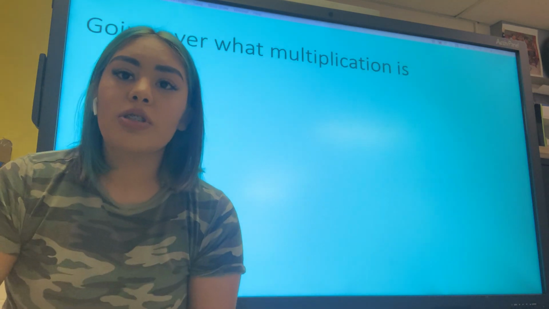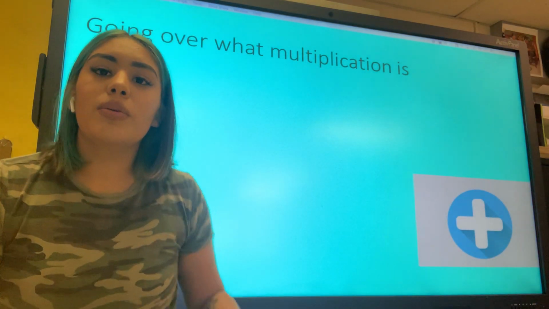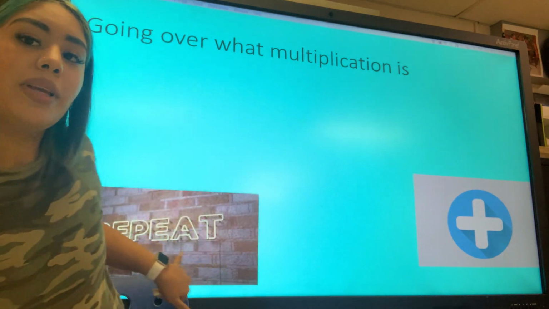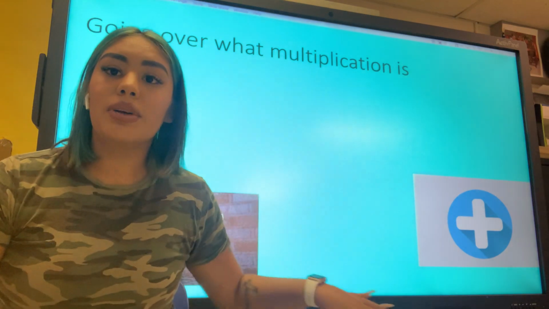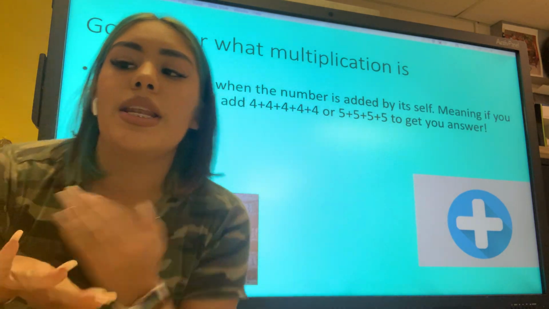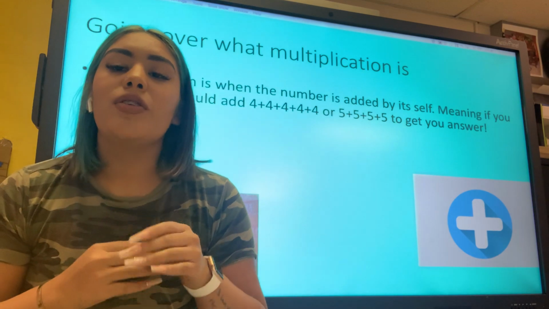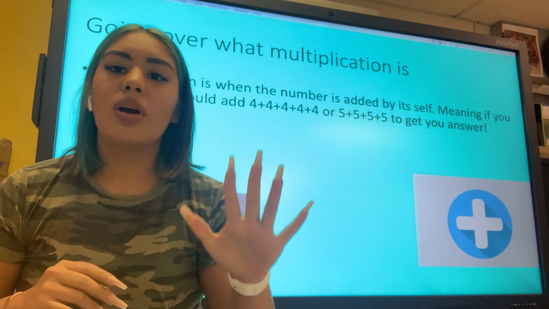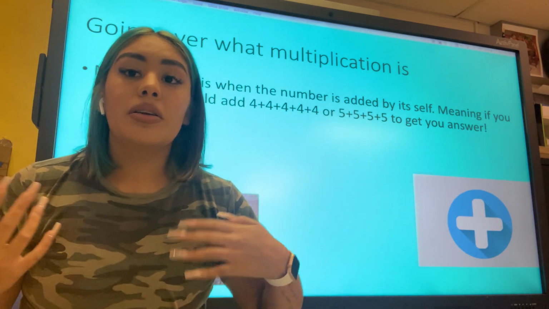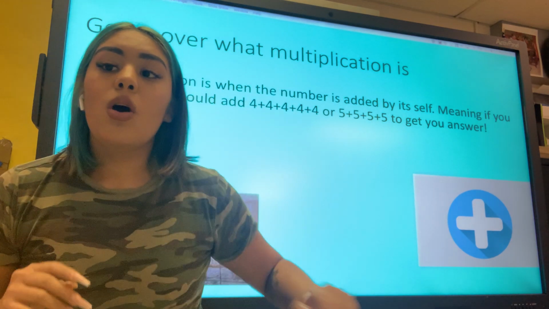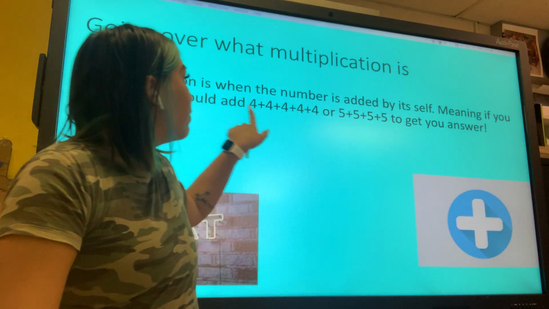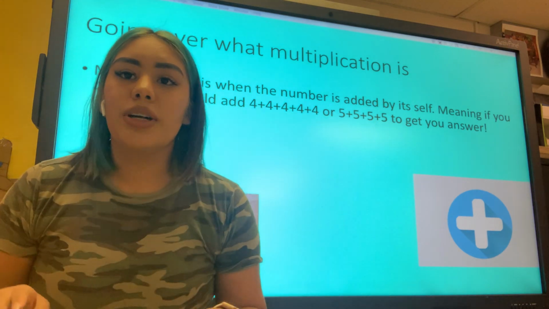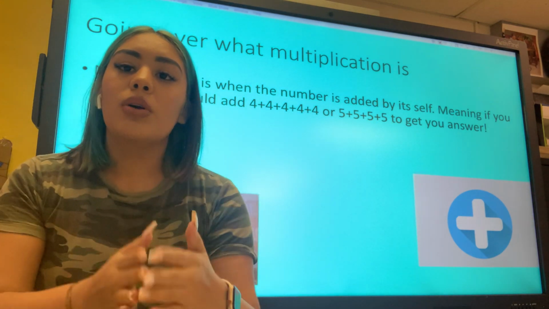So let's go over what multiplication is, okay? So we can add it, like the PowerPoint says, we can add everything. And it's repeating. The numbers are repeating themselves when we're adding them. Multiplication is when the number is added by itself, meaning if you do 4 times 5, you're going to do 4, 4, 4, 4, 4, and you're going to add it. That means you're going to get 4 5 times. Or you can do the number 5 4 times. 1, 2, 3, 4. Either way, you'll get your answer. However, you want to do it the shortest way possible.